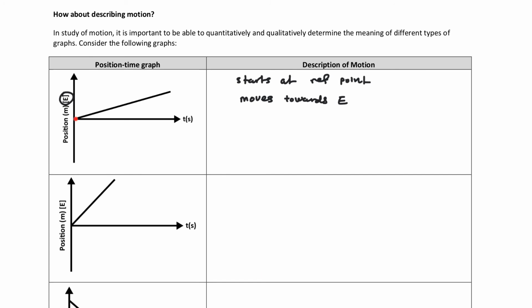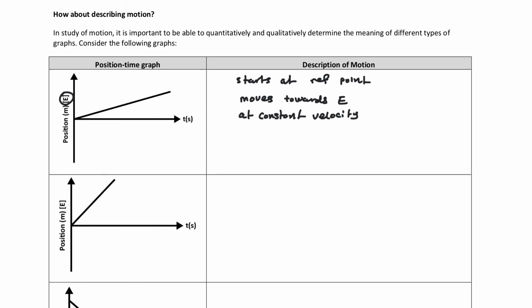Now, what else can we know about this? Well, we can see that the line is straight, and that means that every unit of time, the person travels the same amount. And if you were to draw tangents here, you can see the speed is always the same, because the steepness of the line is always the same. So this is moving at constant velocity.